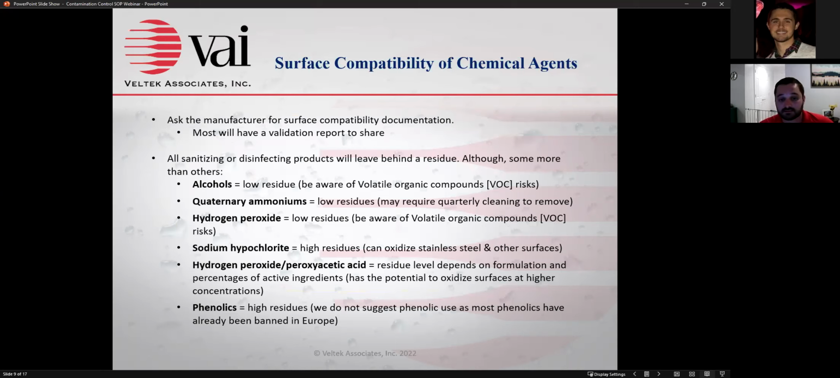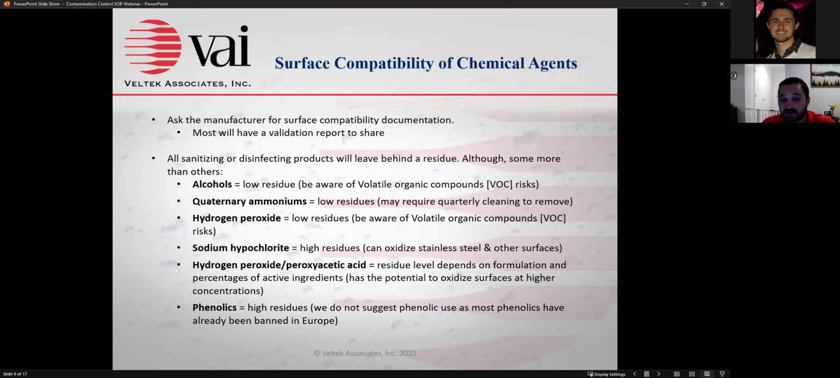Hydrogen peroxides, again, these are low in residues. Some have more than others. Some of them have buffer agents in there, so they may have slight residues, but I just say low in residues as a blanket statement. Again, depending on the concentration you're using, they could have a VOC risk associated with them. Sodium hypochlorite, these are bleach. But these are high in residues. They're very effective sporicidal agents, disinfectants, and sanitizers, but you have to be more diligent with your cleaning steps, especially in hoods and high value equipment like stainless steel and other surfaces, because they can oxidize those surfaces.